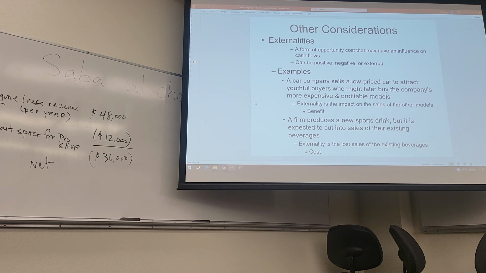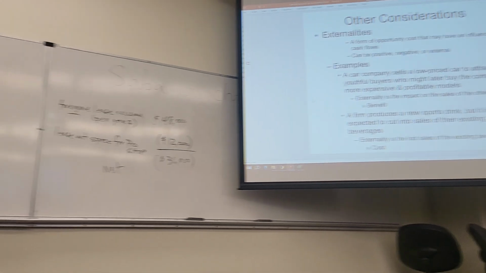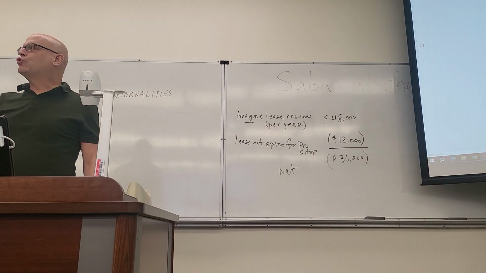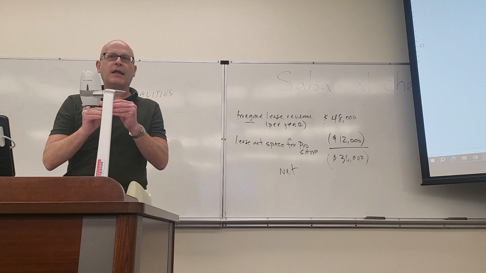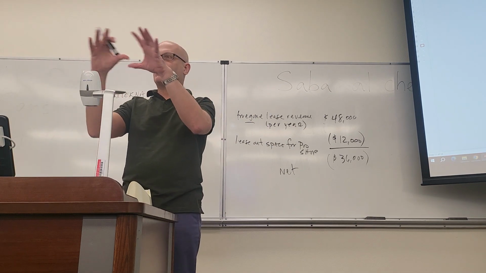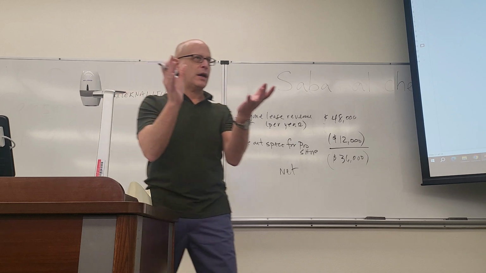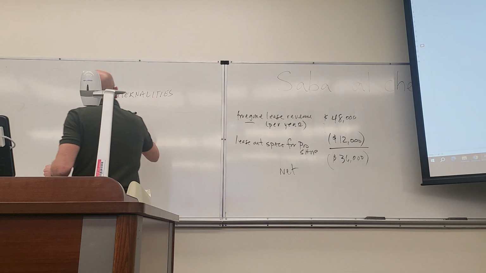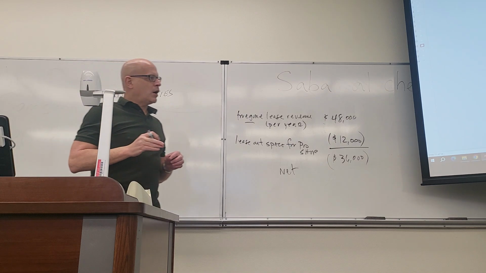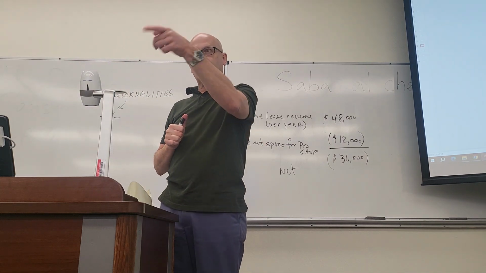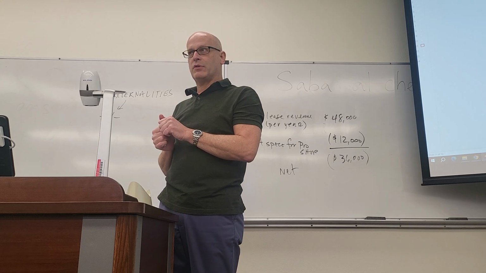That's something you guys have had in economics. So externalities can either be positive or negative. A positive means it has a good impact external to the project. In other words, an externality has an impact external to the project itself, okay? They can either be positive or negative. So it has a positive impact on the rest of our business, or it has a negative impact on the rest of our business.